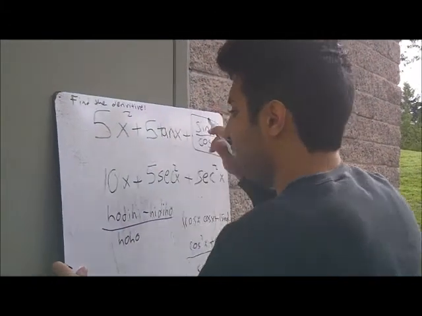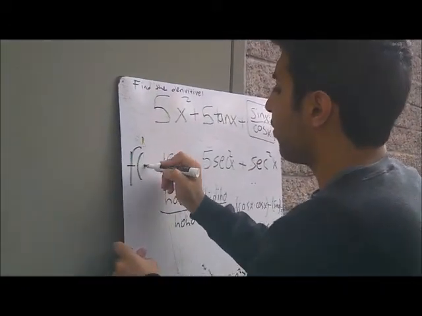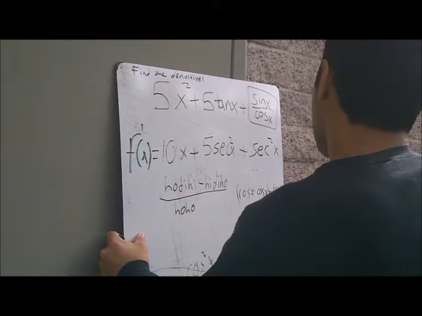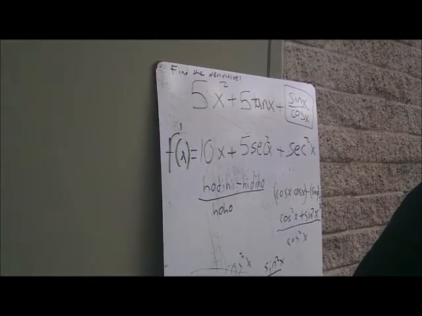There you go. This is the final answer. F prime of x is equal to 10x plus 5 secant squared x plus secant squared x. Thank you.